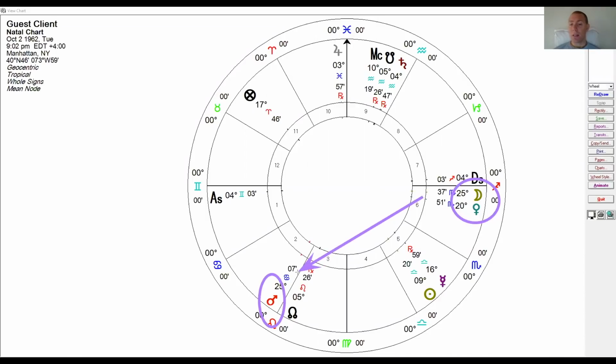And here's Mars in Cancer, also in the sign of its depression or fall. So these conditions immediately speak pretty strongly in this chart. So what does it mean?